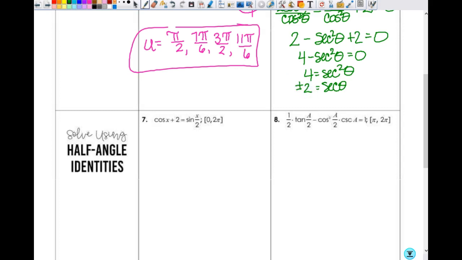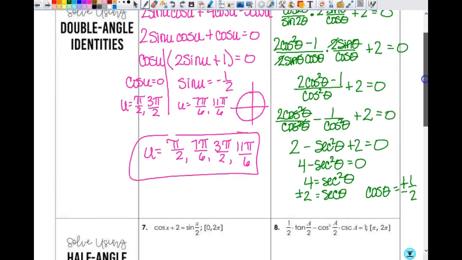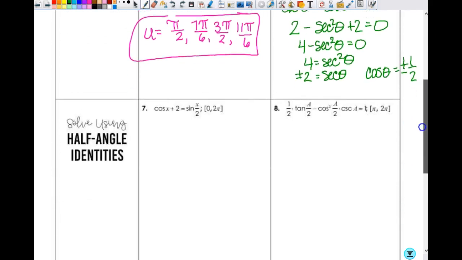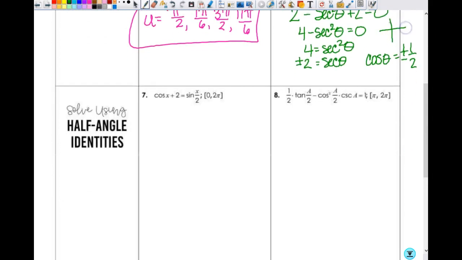But then I don't really want secant. What do I want? Cosine. So I get cosine theta is equal to plus or minus 1/2. So then I'm looking for, where are we going? Pi halves to 3 pi halves. So pi halves to 3 pi halves is quadrants 2 and 3. So cosine inverse of 1/2 is pi thirds. So basically I want my pi thirds angle in both of these quadrants. What's the second quadrant pi thirds angle? 2 pi thirds. And then my third quadrant is 4 pi thirds.